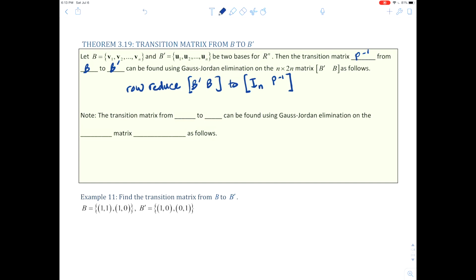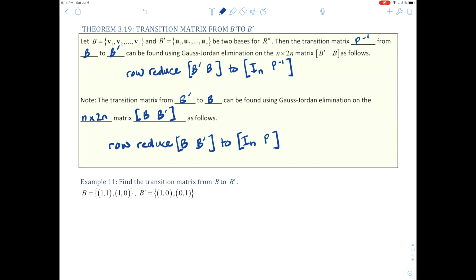Okay? Note the transition matrix from B prime to B can be found using Gauss-Jordan elimination on the n by 2n matrix B B prime as follows. Row reduce B B prime to In P. Okay, so what I do is I just see what's going to be the easiest one.